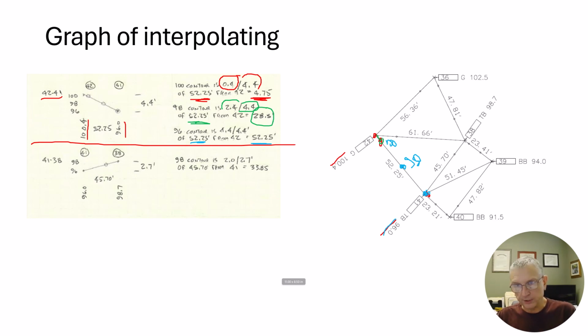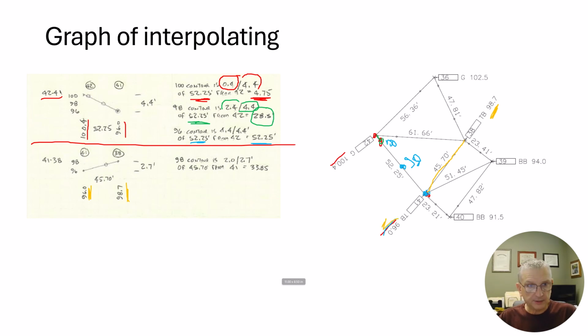Now we're looking at 41 to 38. We're looking at a new, different line. We're looking at this line right here. 41 is elevation 96. 38 is elevation 98.7. So we're still graphing. Our host point is down here. We're coming uphill now to 38 because 38 is higher. So our little graph is accurate. We're going up from 96.0 up to 98.7, which is the elevation for 38.